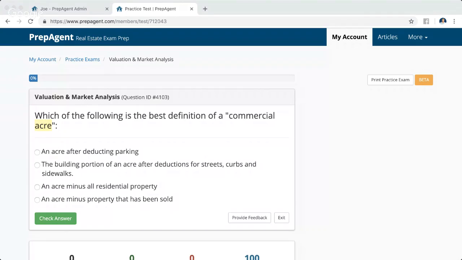Who could tell me the different types of appraisal methods you need to know for your exam? So Tom, narrative is an appraisal report. That's a report. It's not an appraisal method.